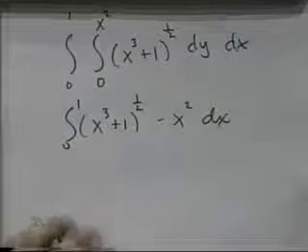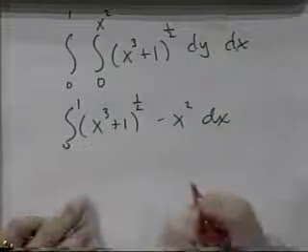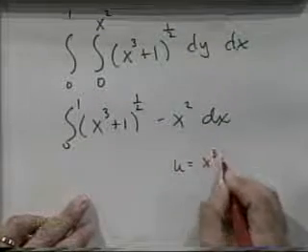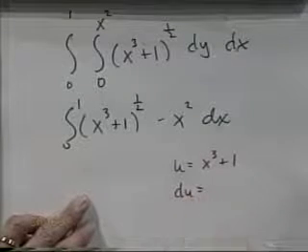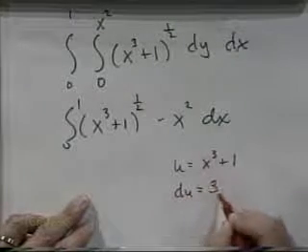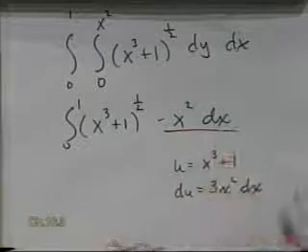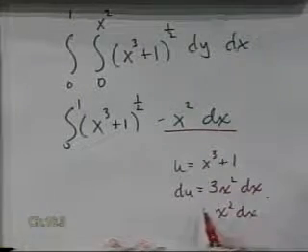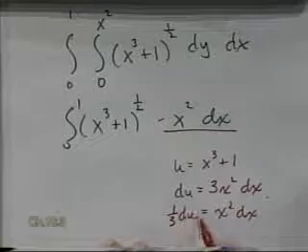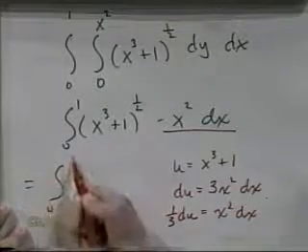Can I do that? What's my u going to be? My u is going to be x cubed plus 1. My du is going to be 3x squared dx, right? So my x squared dx is just 1/3 du. So this becomes the integral from 0 to 1.